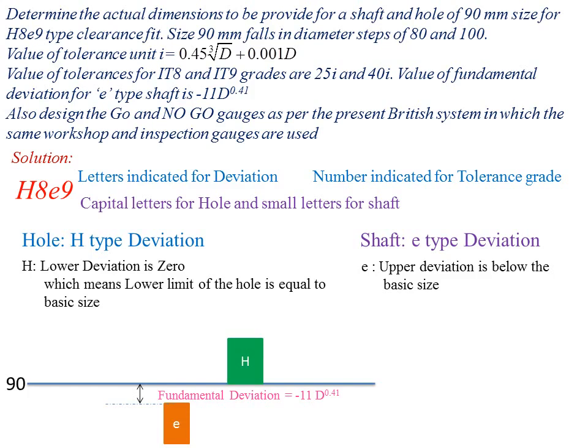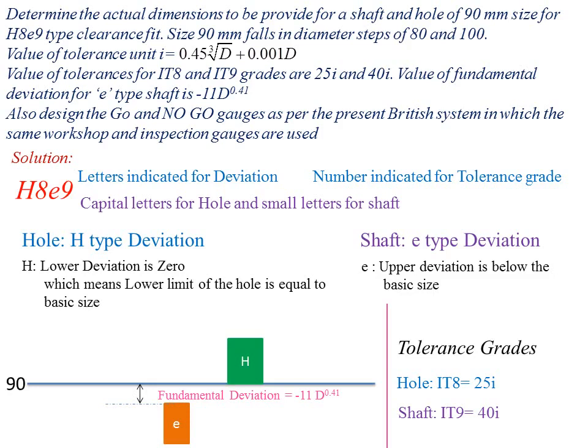And next we have to observe the tolerance grades. So here I have to observe the H8. So 8 is the tolerance grade for the hole. Similarly E9, so 9 indicates the tolerance grade of the shaft. And also in the problem it is given that the tolerance grade IT8 value is 25i and the tolerance grade IT9 value is 40i.